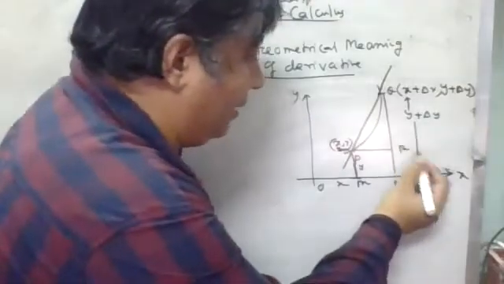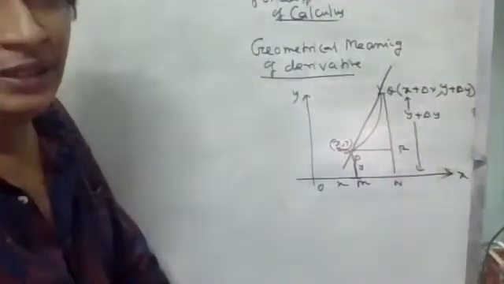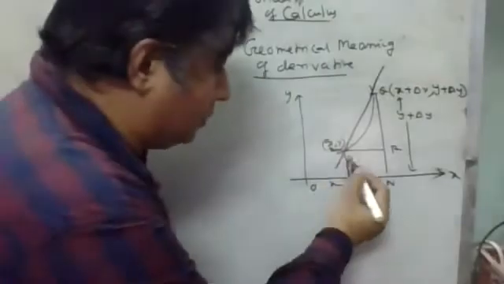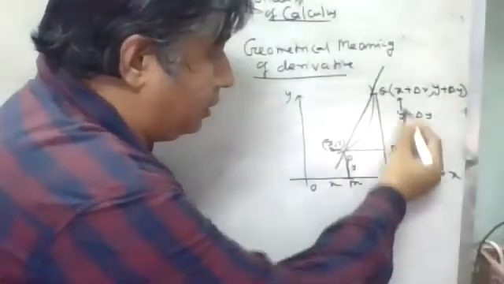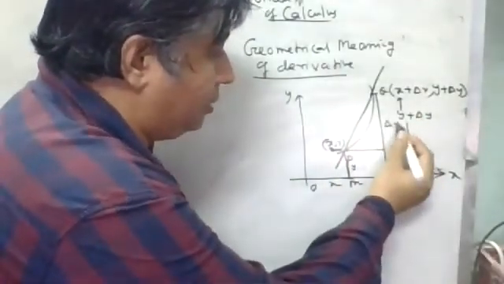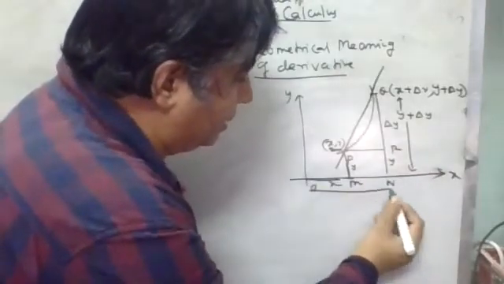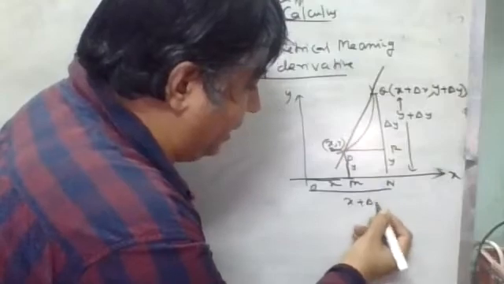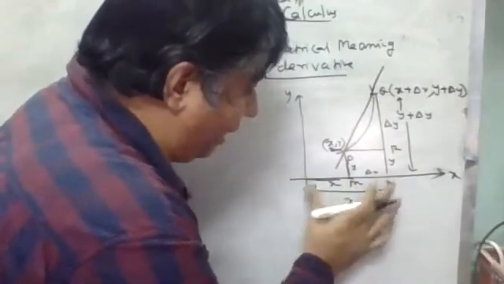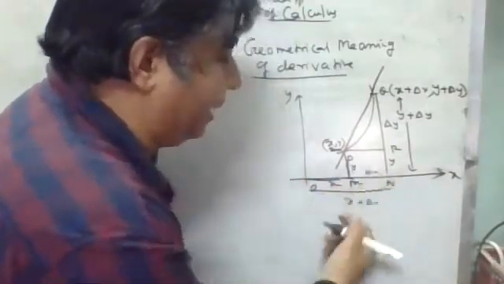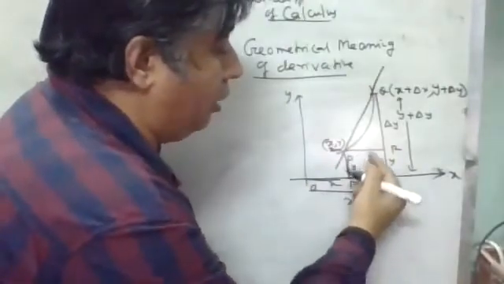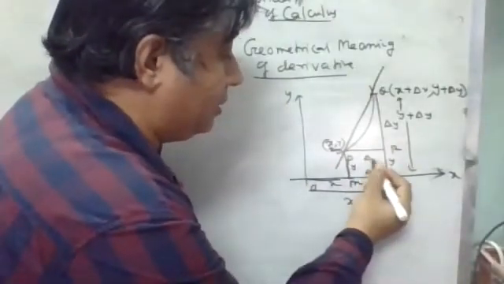I am labeling this point by R. As this is a rectangle, this is also y, and this is y plus delta y. So this is delta y. This is x, this is x plus delta x. So this part, x plus delta x minus x, by the rule of rectangle, is also delta x.